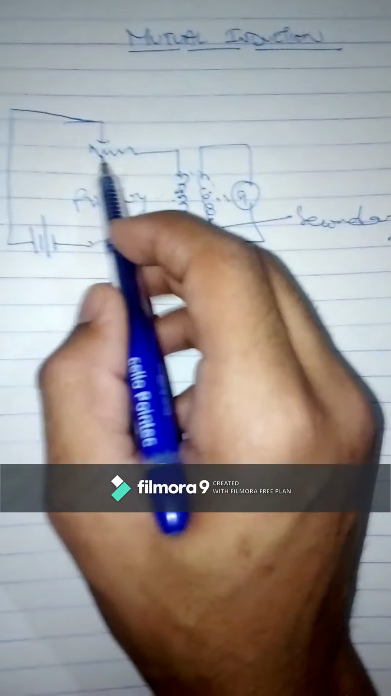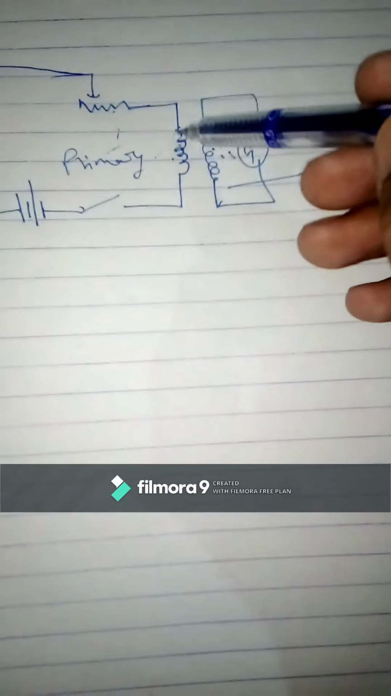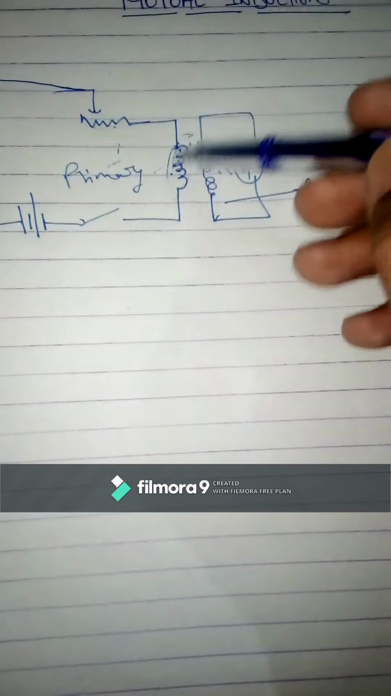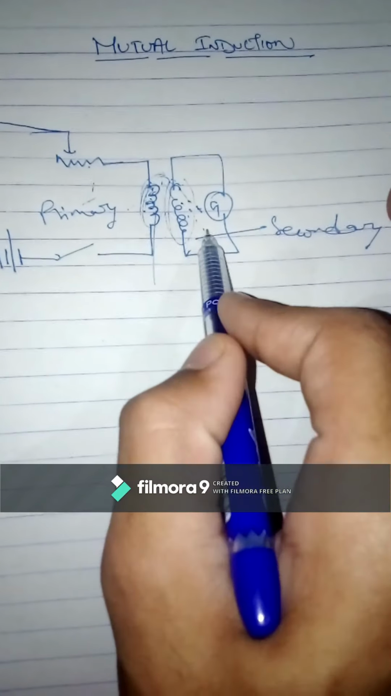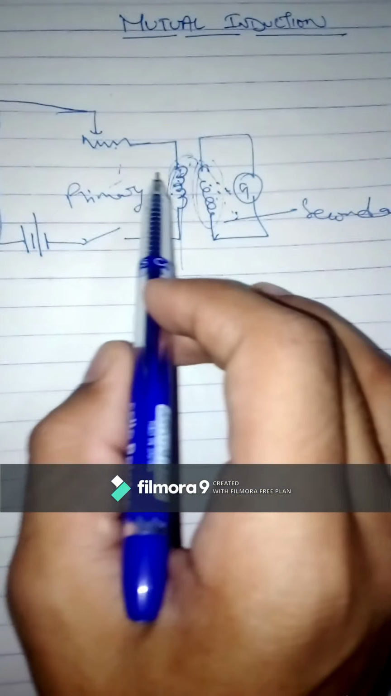Similarly, when current is decreased with the help of the rheostat, then the magnetic flux linked here decreases. Then the magnetic flux linked with the secondary coil also decreases. In this way, we can say the phenomenon in which the opposing EMF is induced in the secondary coil when current in the primary coil changes, it is called mutual induction.